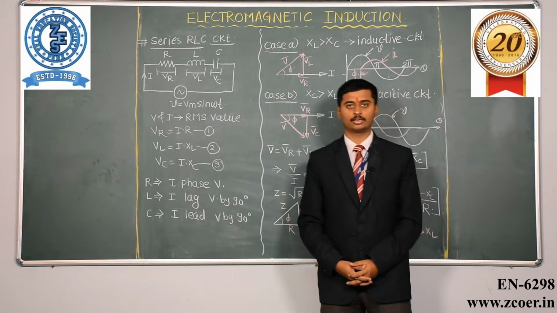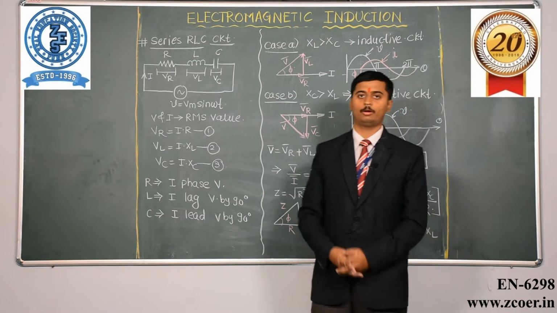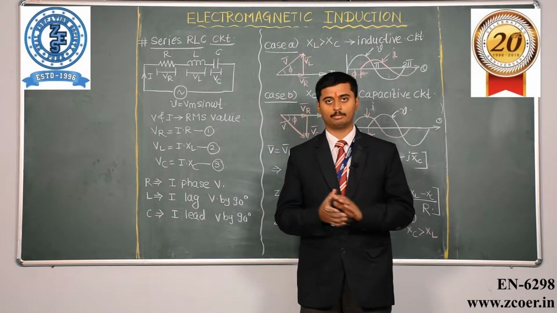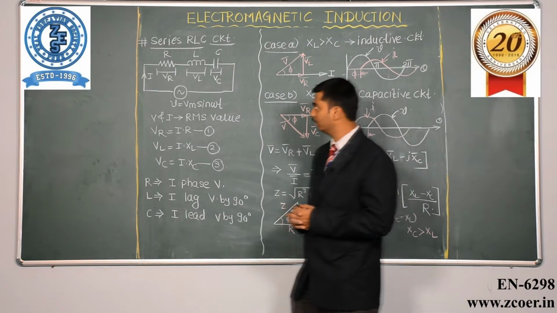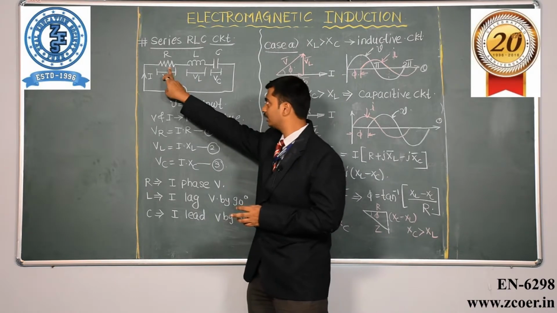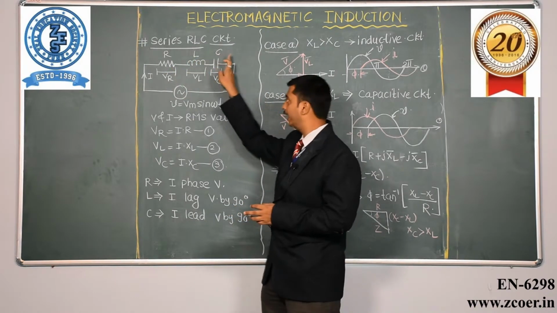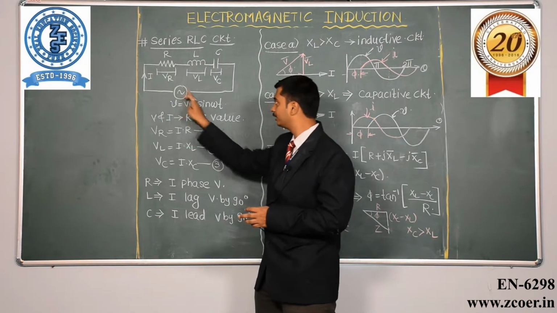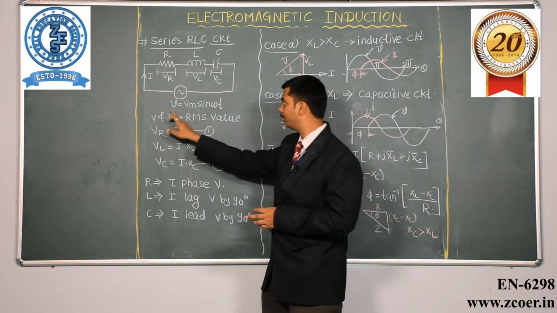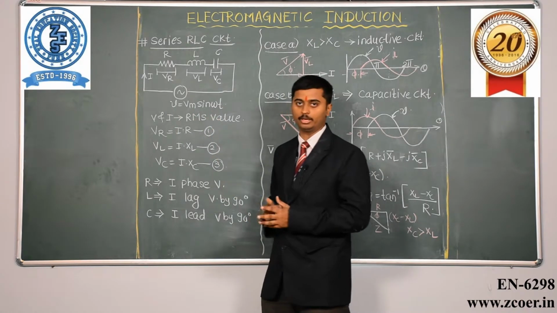Now we will see the third circuit, that is the combination of resistance, inductance and capacitance. What will be the behavior of the RLC circuit? Consider that resistance R, inductance L and capacitance C are connected in series, across which an AC supply is connected, given by V equals Vm sin omega t.